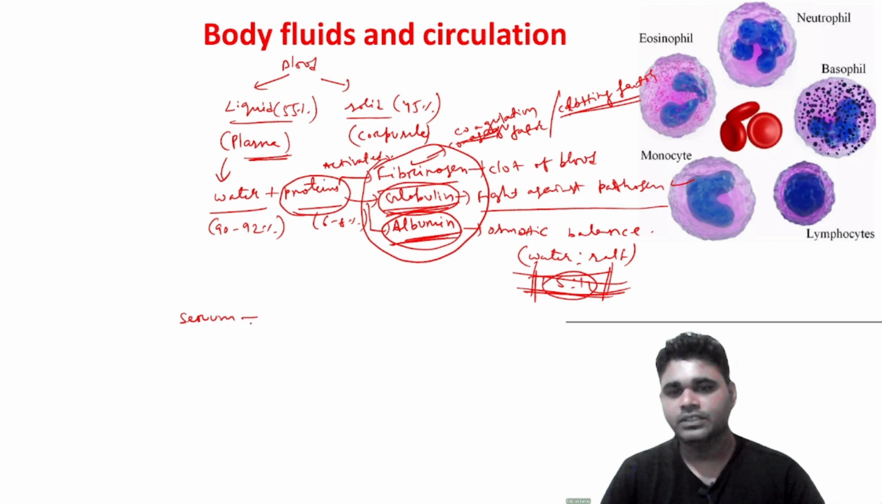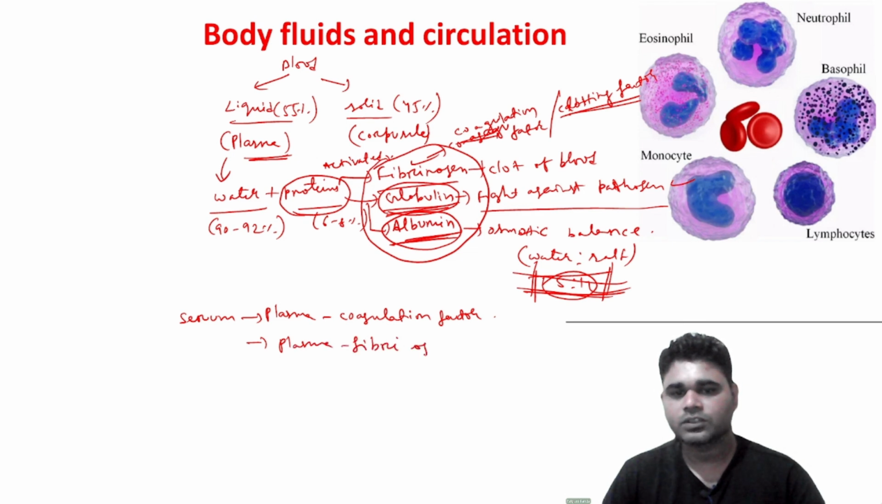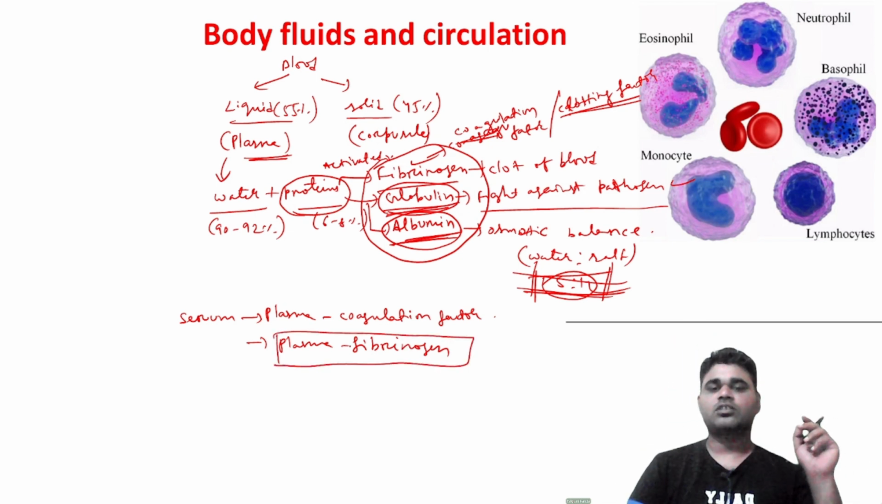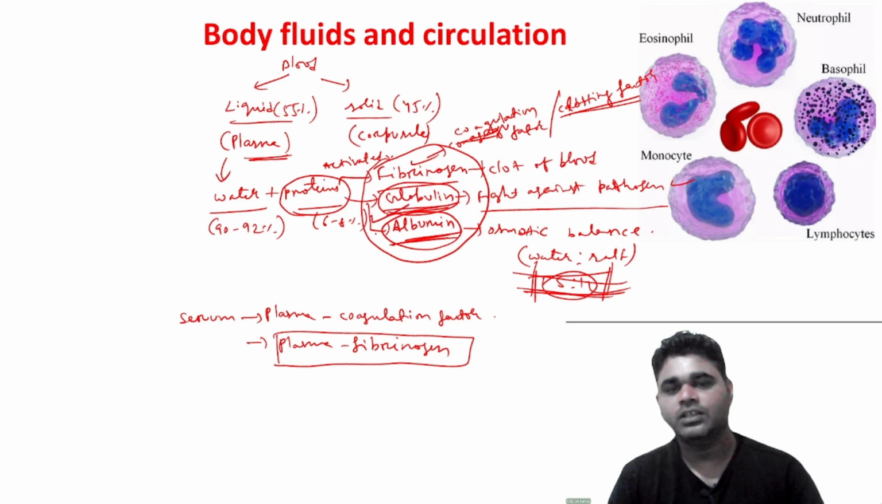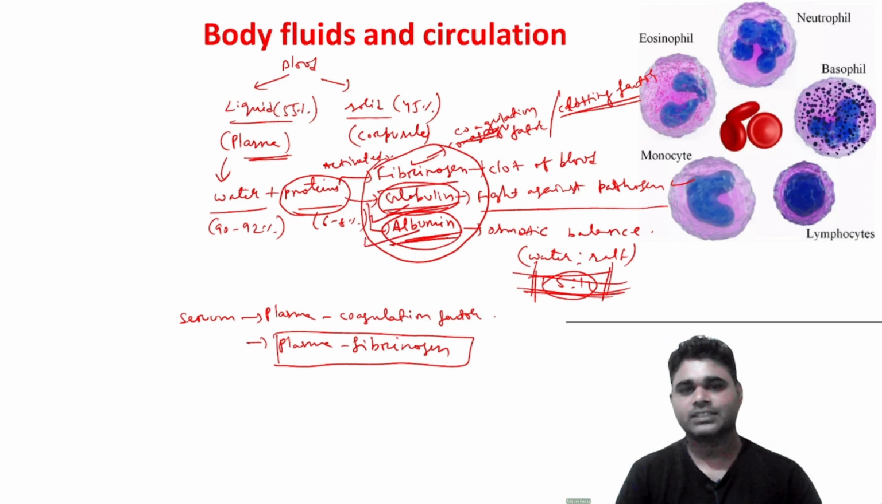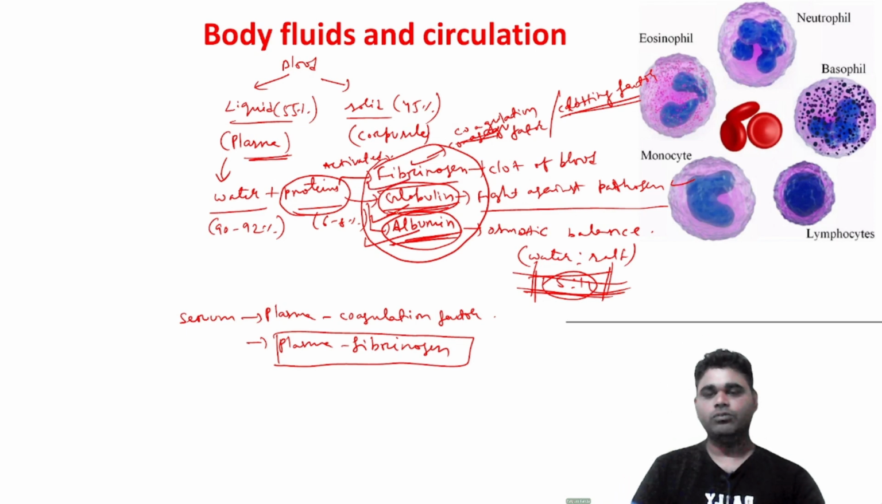What is the serum? The serum is simply the plasma minus coagulation factor. So, you can say that the serum is plasma minus fibrinogen. That means the serum does not contain fibrinogen, but the plasma contains fibrinogen. That means serum contains only the globulin and the albumin, while the plasma contains fibrinogen, globulin and the albumin.